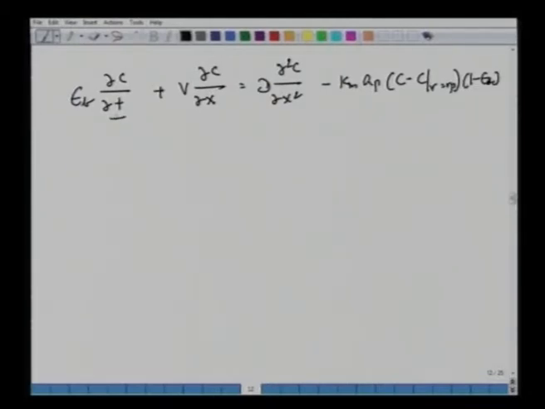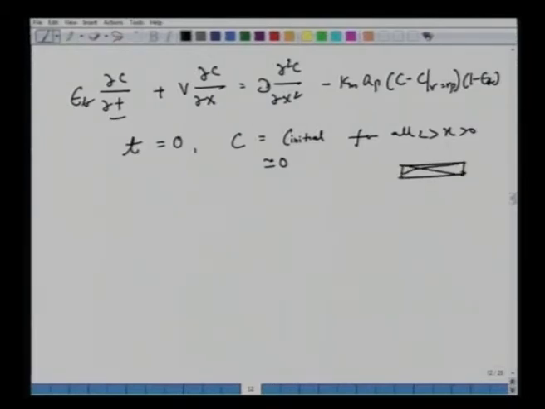Notice it's first order in time, so we require a condition here: t equal to 0, C is C initial. Maybe it's very small, the bed is fresh, for all x greater than 0 and less than L. So for all length, the bed is fresh, or with some very small initial concentration. And at 0 plus, at x equal to 0, we have C equal to C inlet. So we have brought it in contact with C inlet.